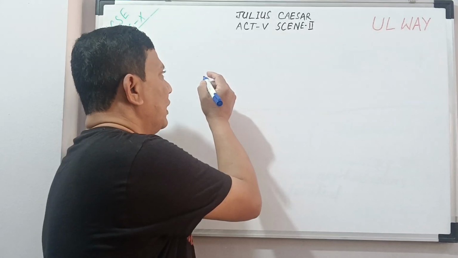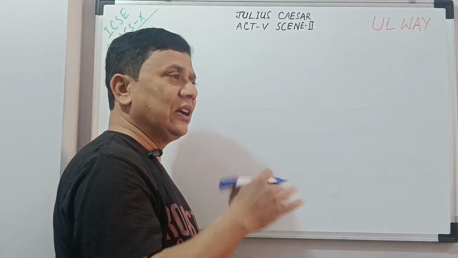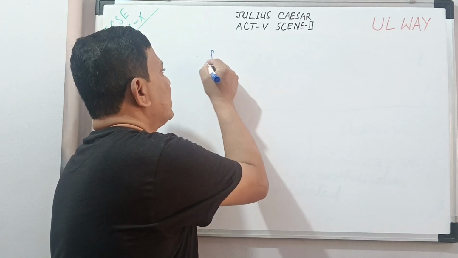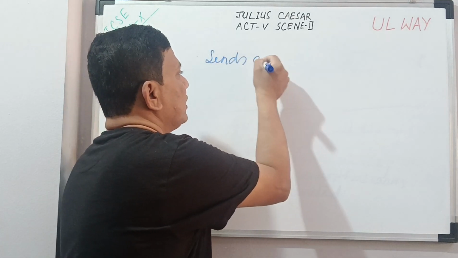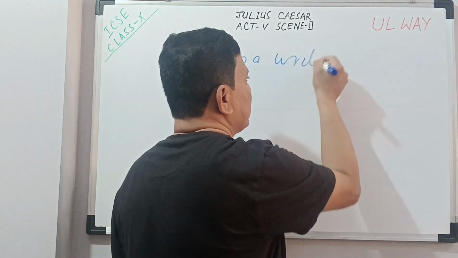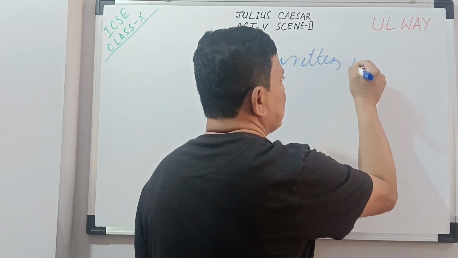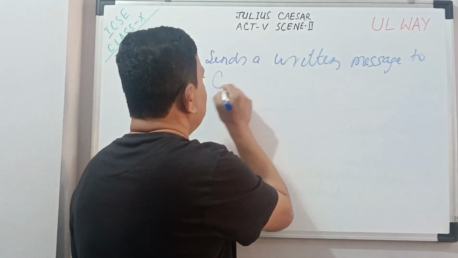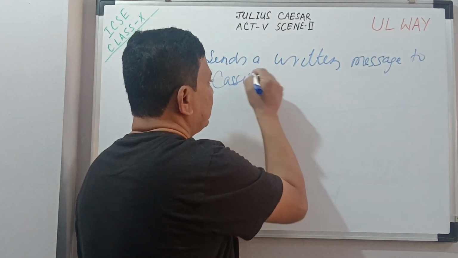Accordingly, thinking on these lines, Brutus sends a written message to Cassius through Messala.